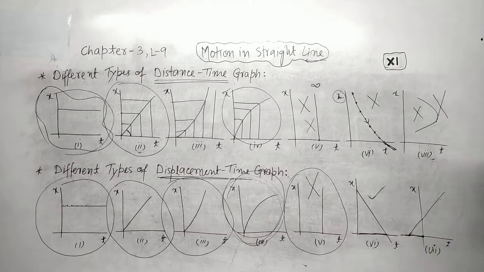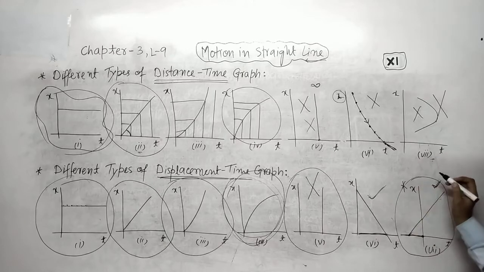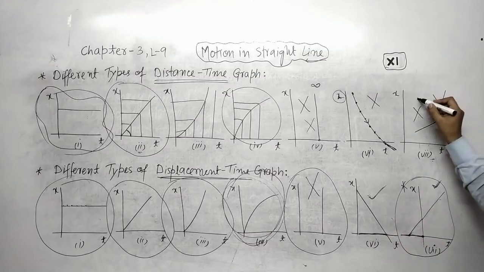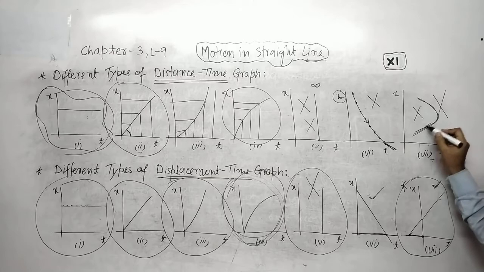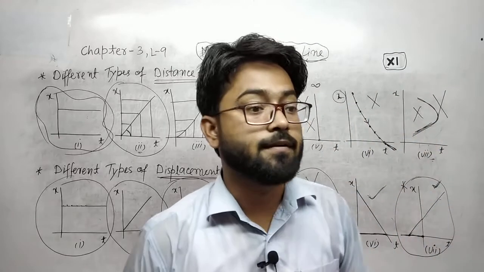I hope you are understanding. This is very easy, and this type of example is in NCERT. We will discuss NCERT examples and questions also. This is valid, but here the time is decreasing. It is not valid. Time may be negative, but time will never decrease.